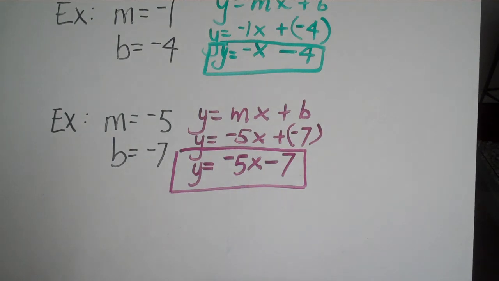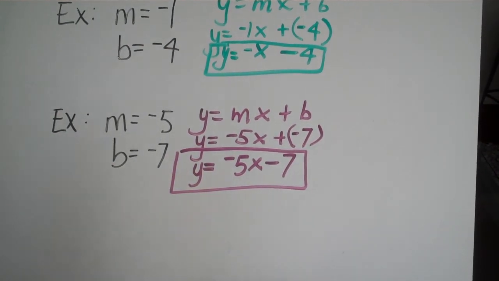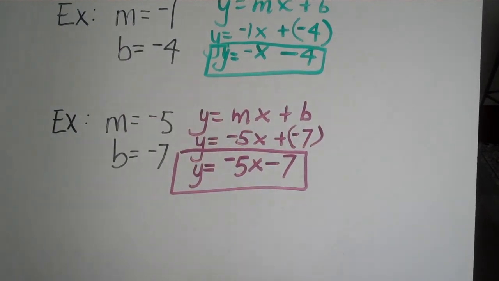Okay, so that's two different ways of playing around with slope-intercept form, and I will be showing you another video on how to get the y by itself in slope-intercept form. But practice this and you should be fine.